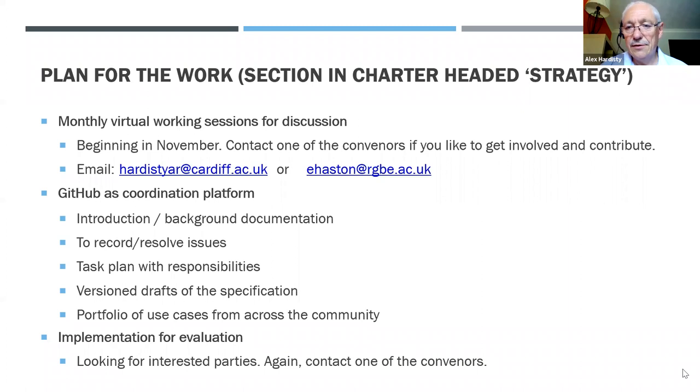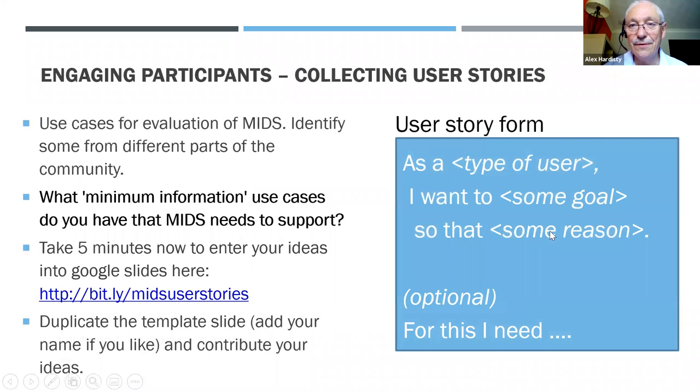Okay, so let's move on to the last part of the agenda. Here we'd like you to start getting involved already. We've mentioned already use cases, user stories that will allow us to drive the standard in the direction which supports the widest set of needs and which can be used for evaluation of the standard. We want to identify these from different parts of the community, botany, zoology, marine, land, and so forth.